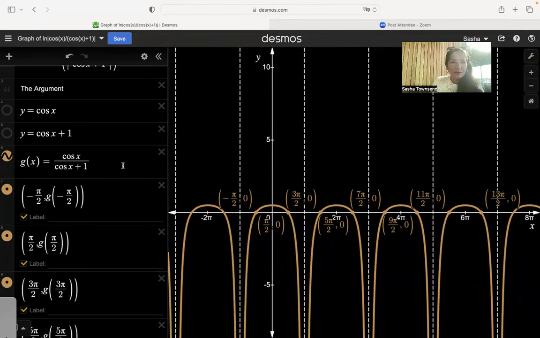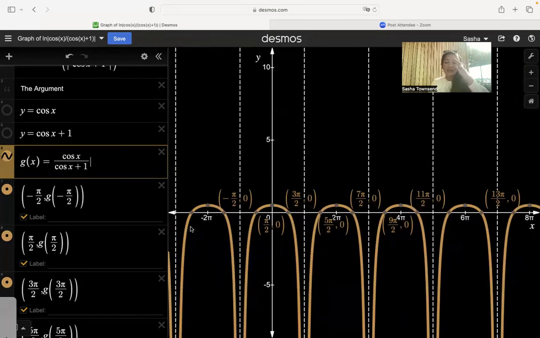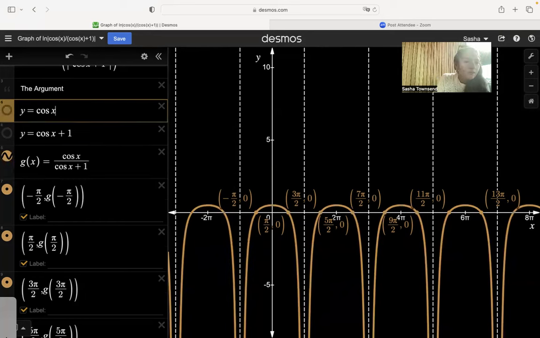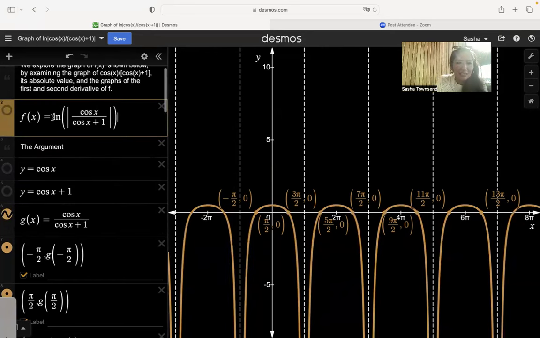Now we want to not just look at g of x. We're not just taking the natural log of g of x, because we'd actually have a problem with that, right? Because we can only take the natural log of a positive number. But that's fine, because we're actually not asked to take the natural log of g of x. We're asked to take the natural log of the absolute value of g of x.